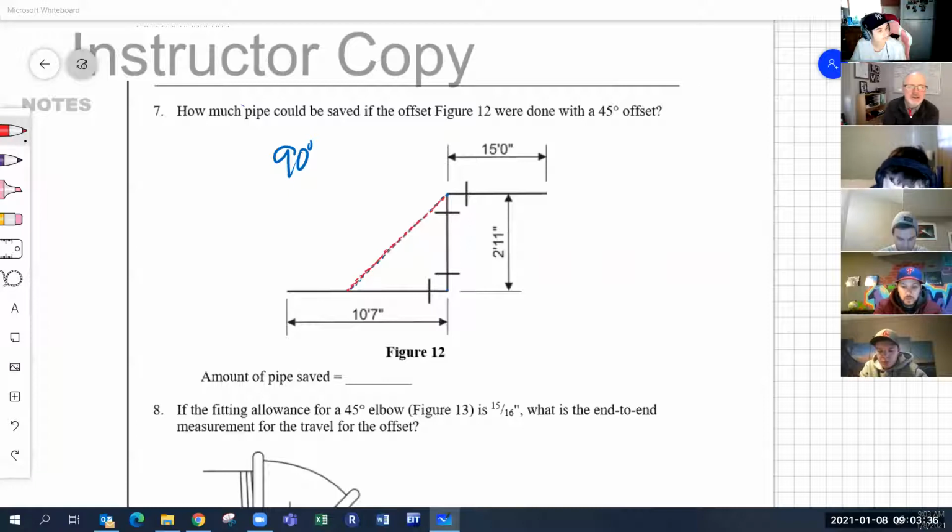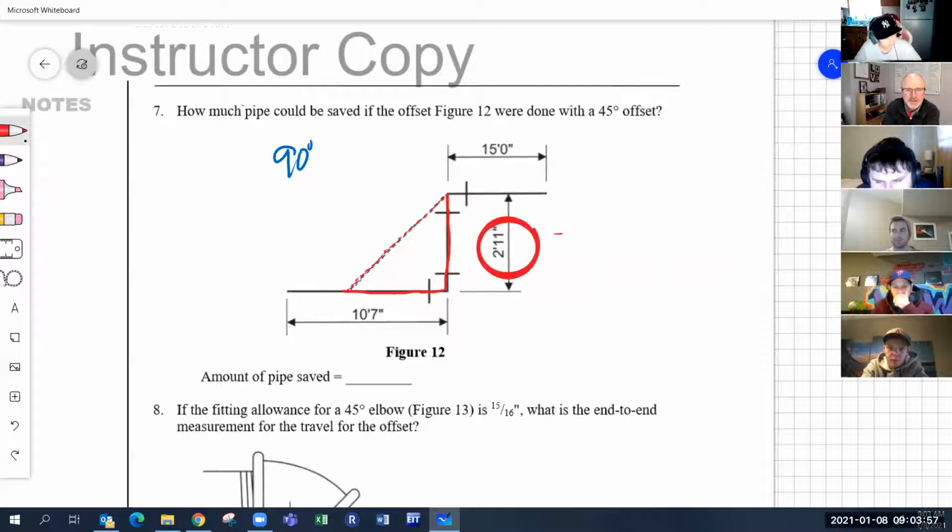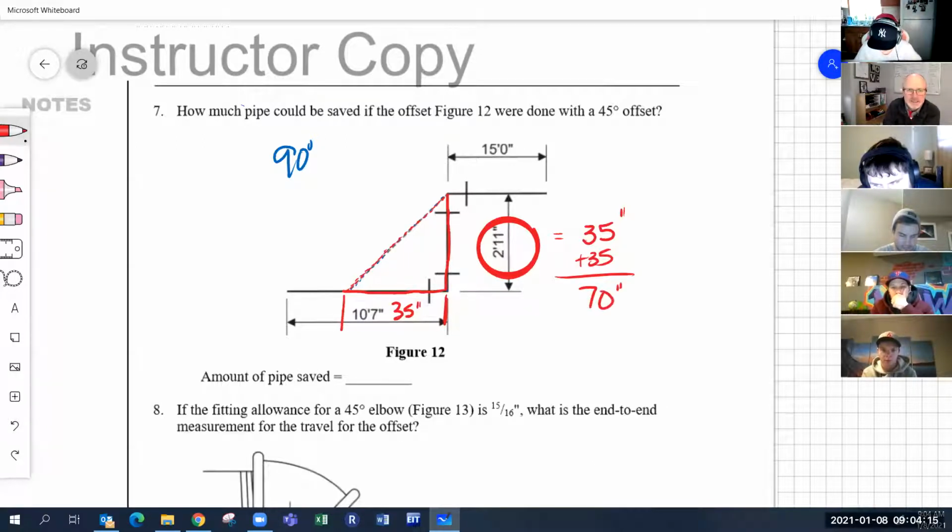So let me just start off here. So this is our right angle triangle right here, as you can see. If we continue with the 90s, I want to find out how much pipe is used with the 90s. So this 2'11" is equal to 35 inches. If this is 35 inches, then this measurement down here also has to be 35 inches. So if I use the 90s, I'm going to use 70 inches of pipe.